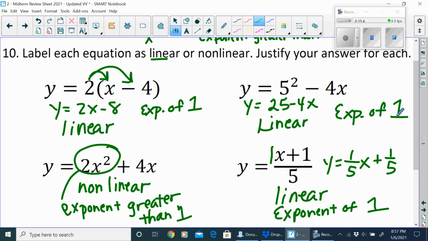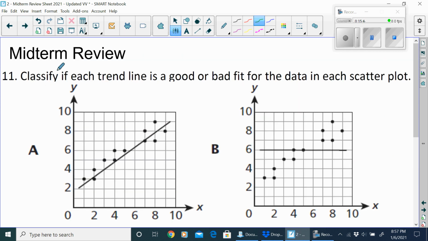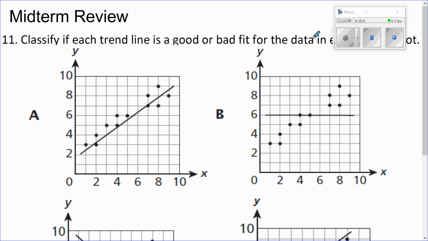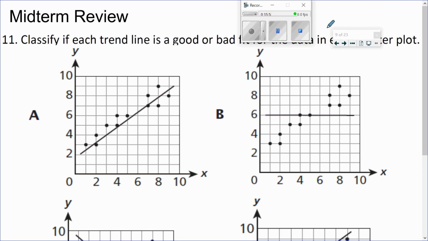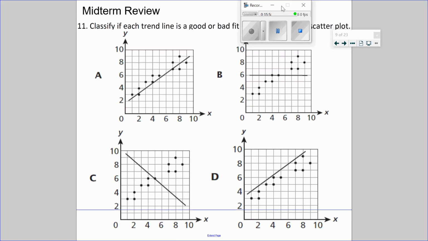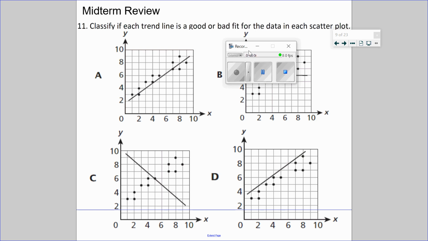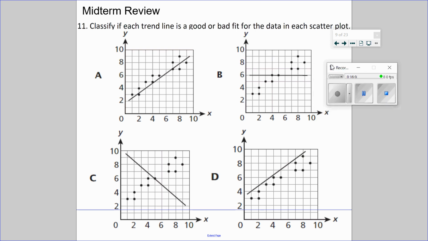Okay, let's go to the next one, number 11. I'm going to change the view of this. One second, let me do that for us. So we could see the whole question. And it says to us, classify each trend line as good or bad fit for the data in each scatter plot. Well, a trend line is a line that goes through the center of the data.